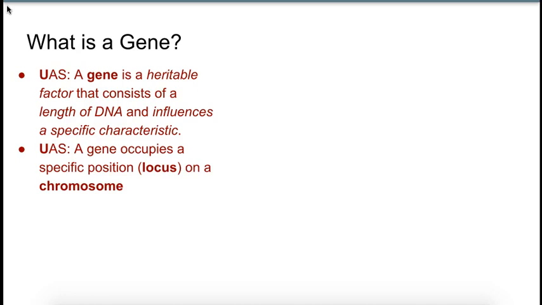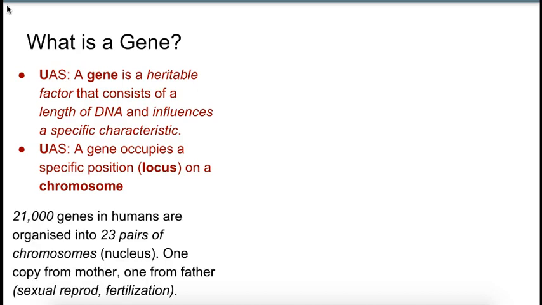A gene also occupies a specific position on a chromosome, which we will see in a second. And this position it occupies, which is always the same, is called its locus. So already we can see there's some new vocabulary building up here. There are roughly 21,000 genes in humans, and they are organized, as you may know already, into 23 pairs of chromosomes located in the nucleus of our body cells. One copy of these pairs of chromosomes comes from the mother, and one comes from the father. And this is sexual reproduction, and this pairing happens during fertilization.